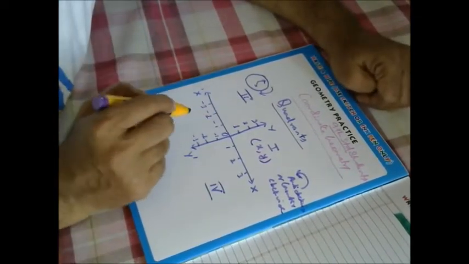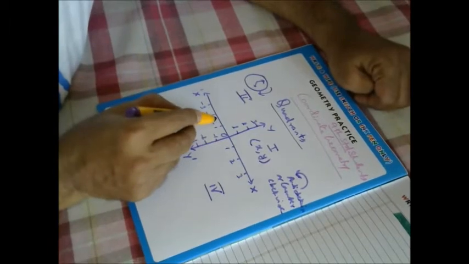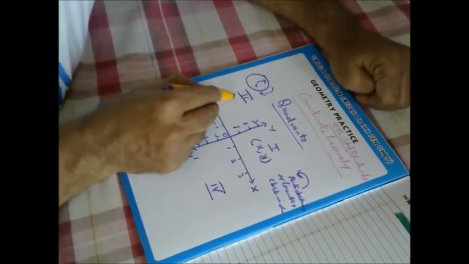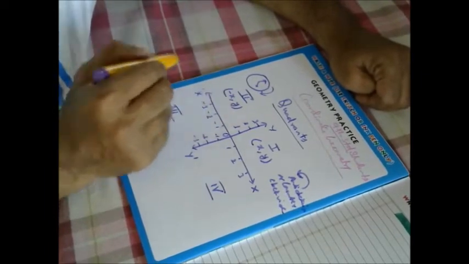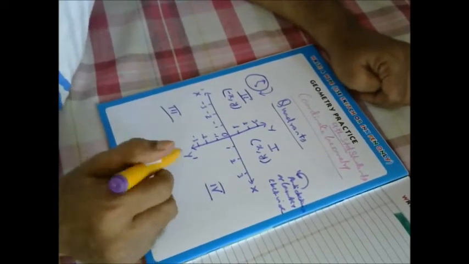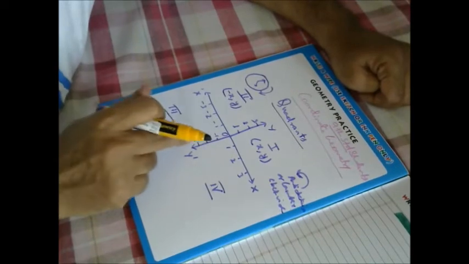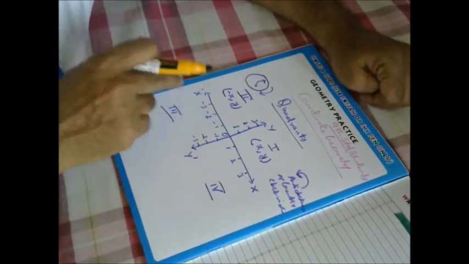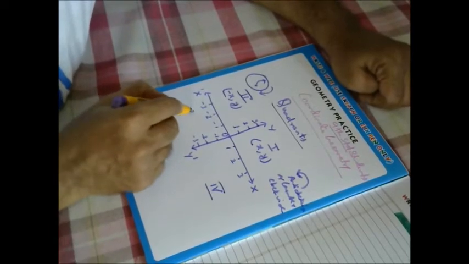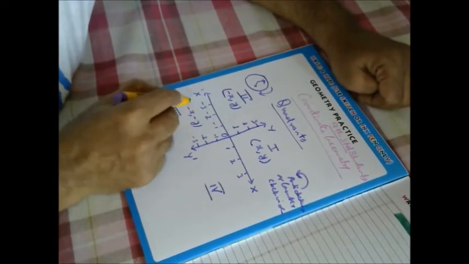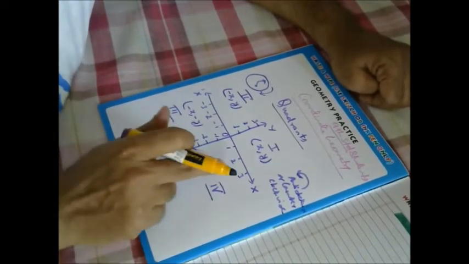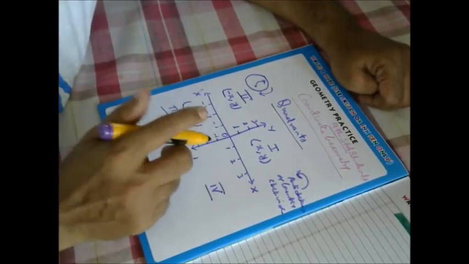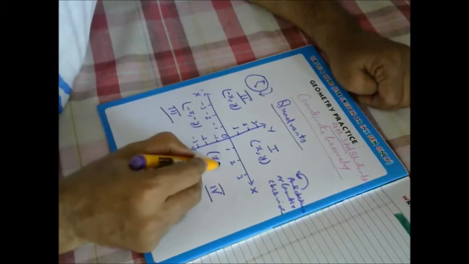In the second quadrant, you have seen that x has become negative, but y is positive. So here it is minus x and y. In the third quadrant, the y coordinate is negative, and the x coordinate is also negative. So minus x and minus y. In the fourth quadrant, we have the x coordinate as positive, but the y coordinate as negative.